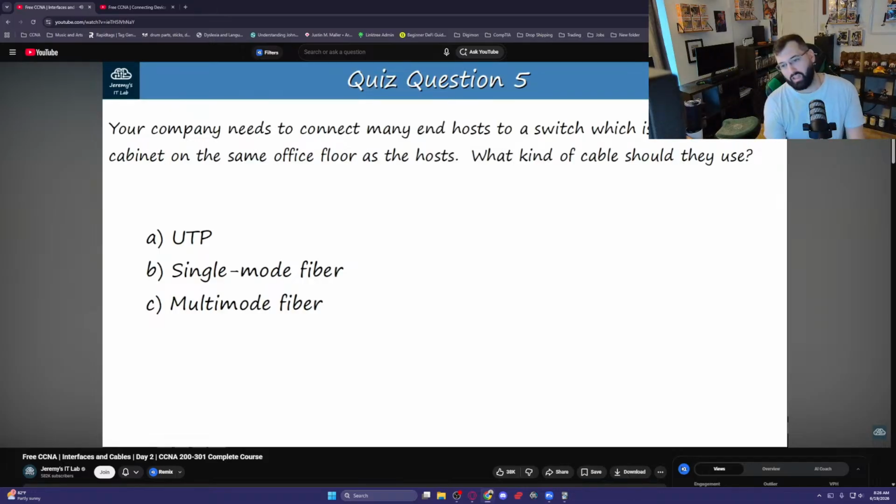No, you're not going to use fiber to connect computers to switches. The answer is A, UTP. Let's check the answers.